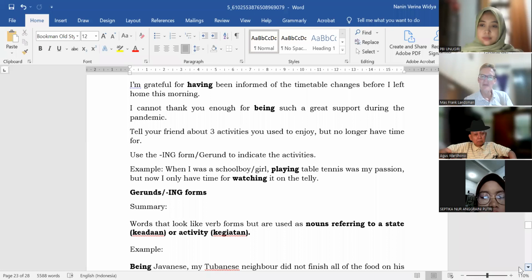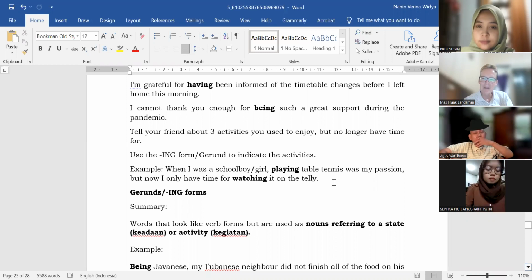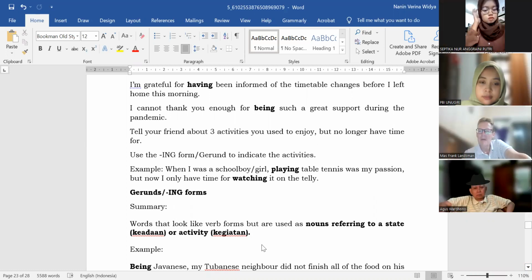So give me an example. Anybody? Ada yang ingat jadi hobi dari masa kecil, but now there's no more time for this. Look at the example, when I was a schoolboy or girl, playing table tennis was my passion, but now I only have time for watching it on the telly. So from an active admirer of ping pong, you become a passive one. Miss Septica, can you think of an example?